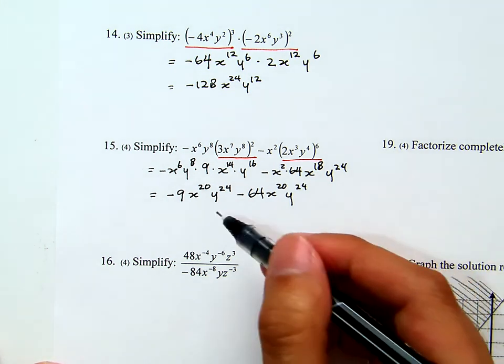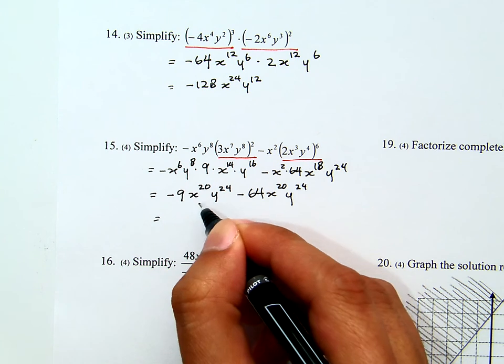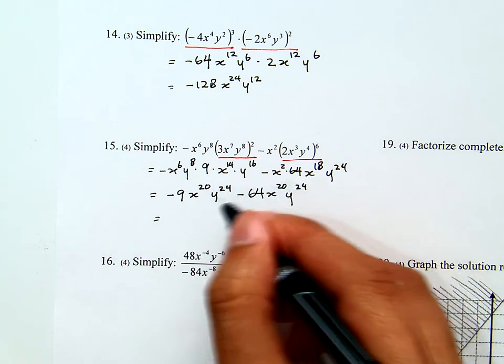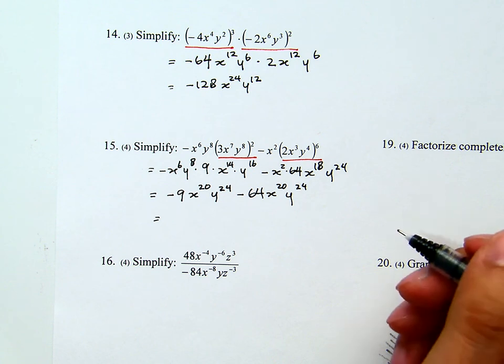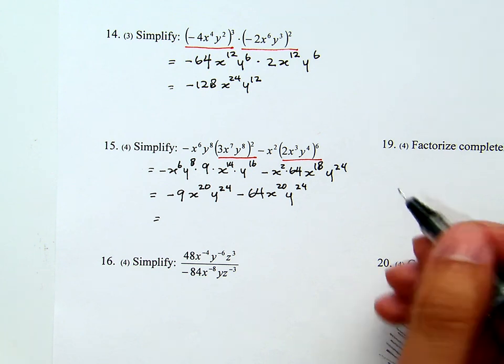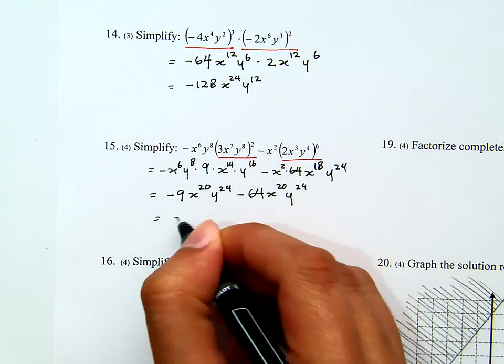Okay, notice that we are now adding and subtracting two terms, and to do so we need to have like terms. If they are not like terms, we cannot combine them. Okay, now you see x to the 20, x to the 20, y to the 24th, y to the 24th, so they are like terms. Then once they are like terms, we can combine them by adding or subtracting the coefficients. This will give me negative 73.